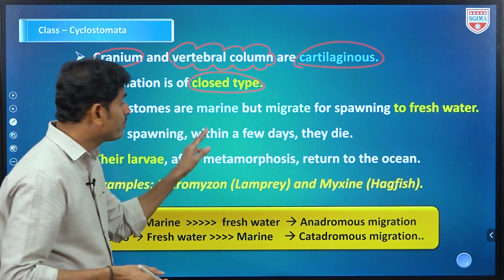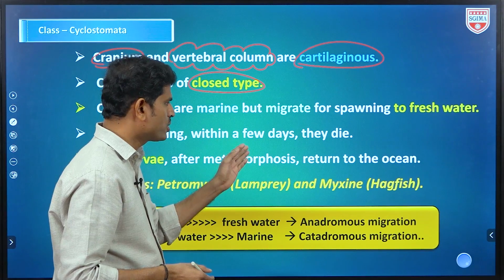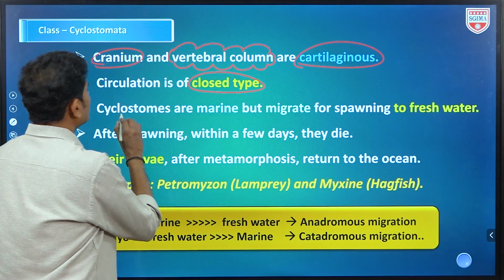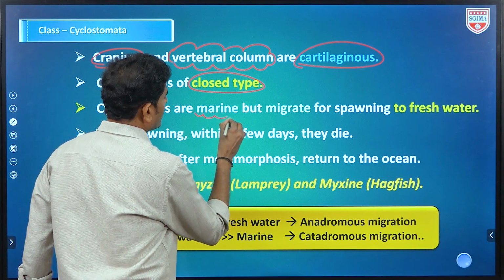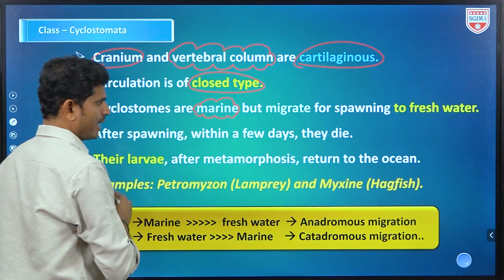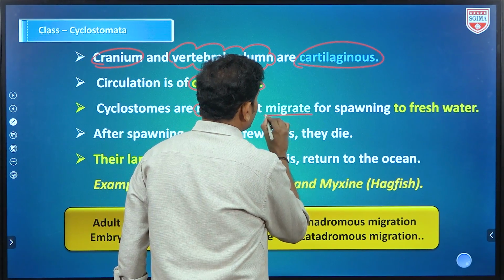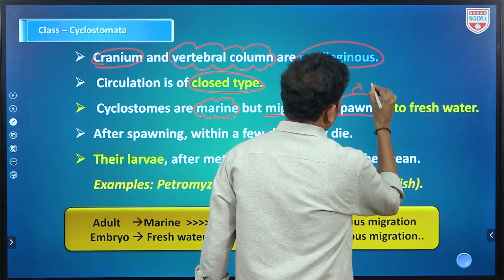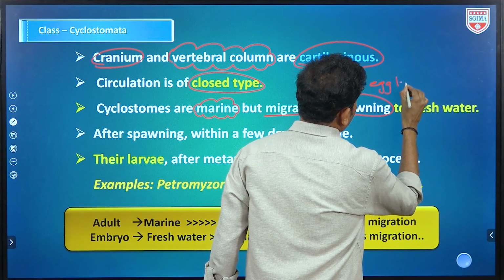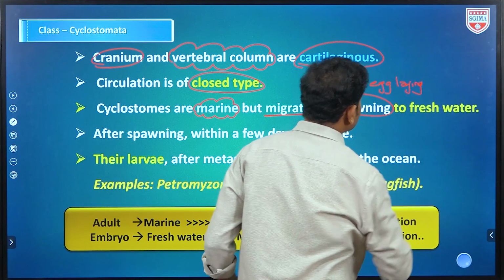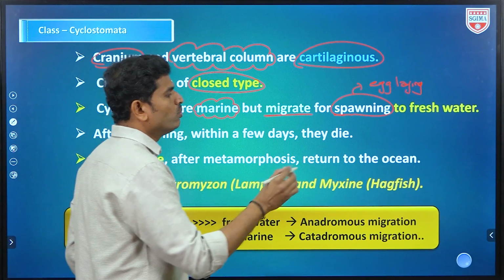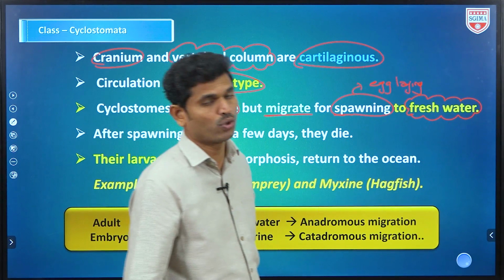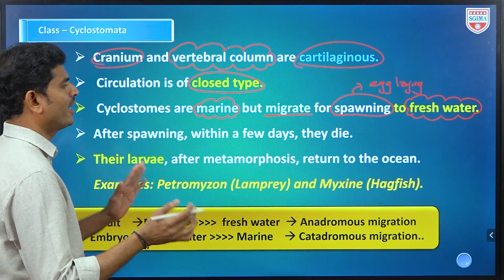Next one, cyclostomes are marine but migrate for spawning to fresh water. So here cyclostomes are marine, they live in seas and oceans. That is the meaning of marine. But they show migration. They show migration during spawning, that is, at the time of egg laying. At the time of egg laying, they migrate to fresh water, and then they lay the eggs there. Okay, this point is important.